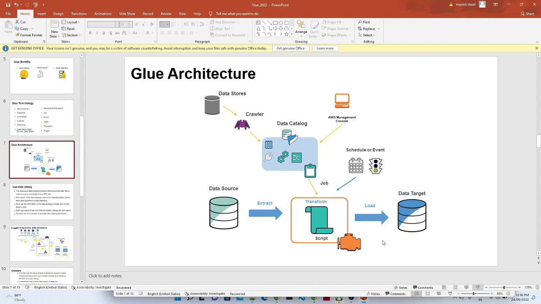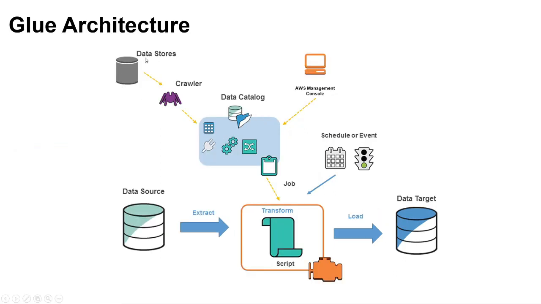In this picture, we have a data store, a crawler, a data catalog, and you can see we have a data source, a script, and a data target. So what is Glue? Glue is like doing an ETL kind of activity in AWS space. That is nothing but Glue. Now let us try to understand some of the terminology and the architecture.